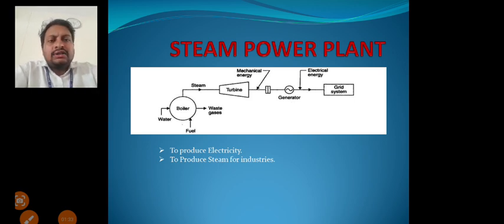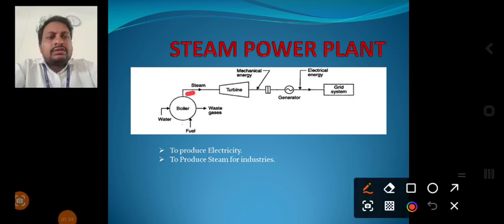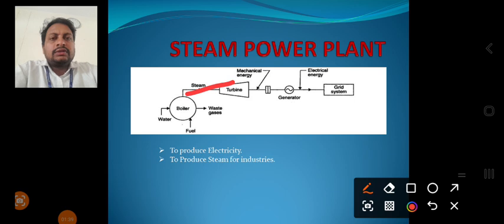That supersaturated steam goes to the turbine. The steam strikes the turbine and expands, and the turbine starts rotating. The output of the turbine gives mechanical energy, and that mechanical energy goes to the generator. In the generator, it converts the mechanical energy into electrical energy. By using the steam power plant, we are producing electricity. So this is about the steam power plant.